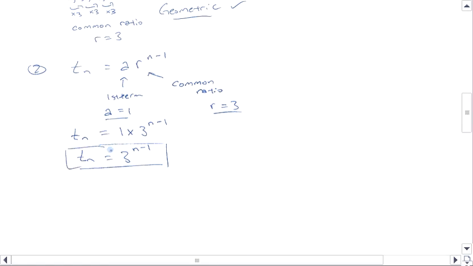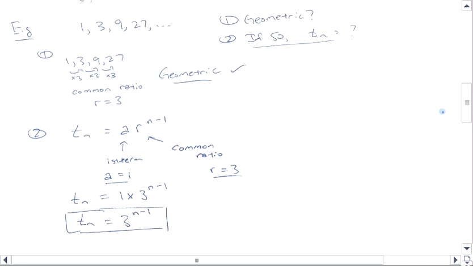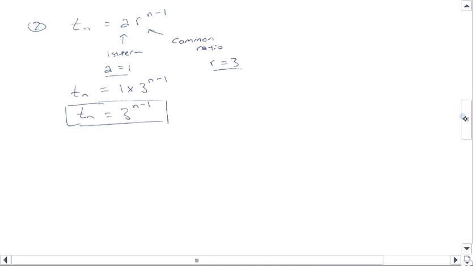And we can't simplify that any further, right? Because now we know what the nth term is, and there's nothing else to simplify. And so we're done with that question. We have our definition. Tn is equal to 3 to the power of n minus 1. Okay. Now what I want to do is one more example.